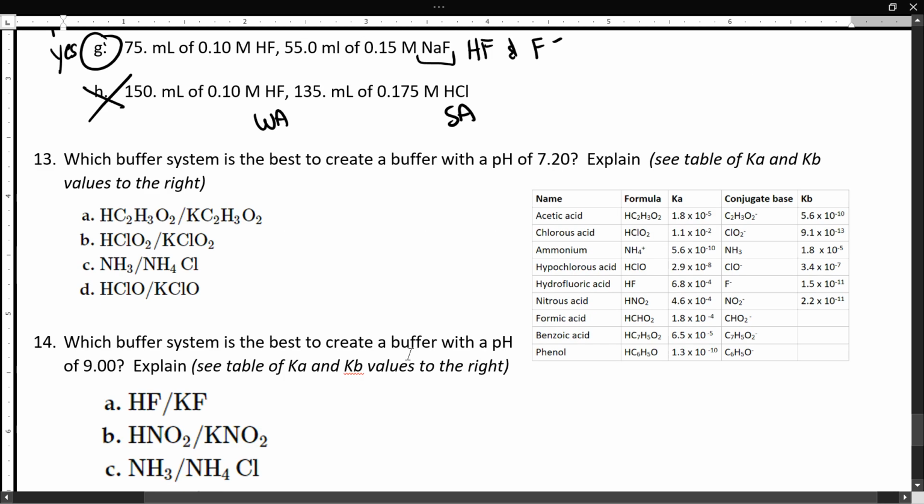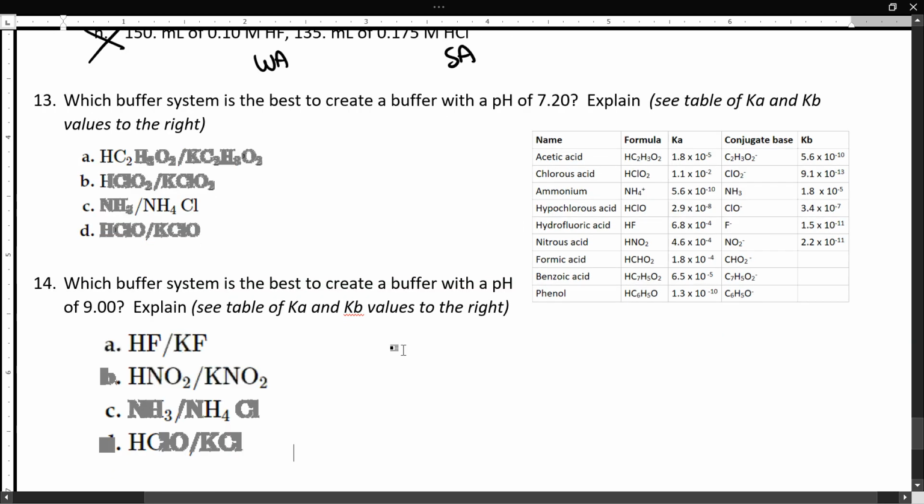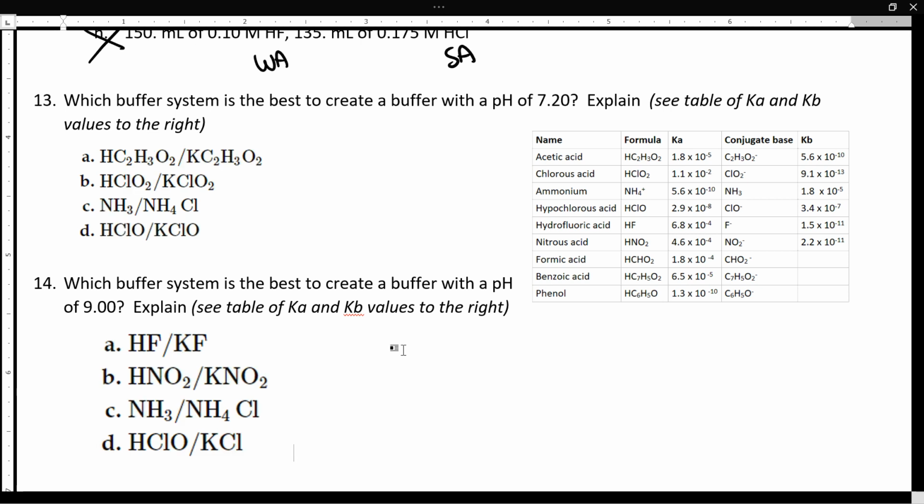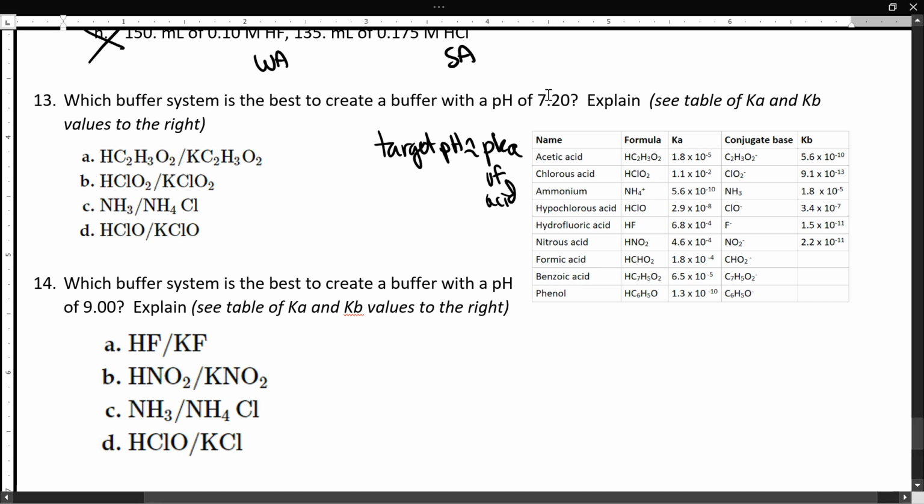All right, we also want to identify which acid-base pair is the best choice when you're trying to make a buffer with a certain pH. So the target pH should be close to the pKa of the acid. So if I want to make a buffer with a pH of 7.2, I want to choose an acid that has a pKa close to 7.